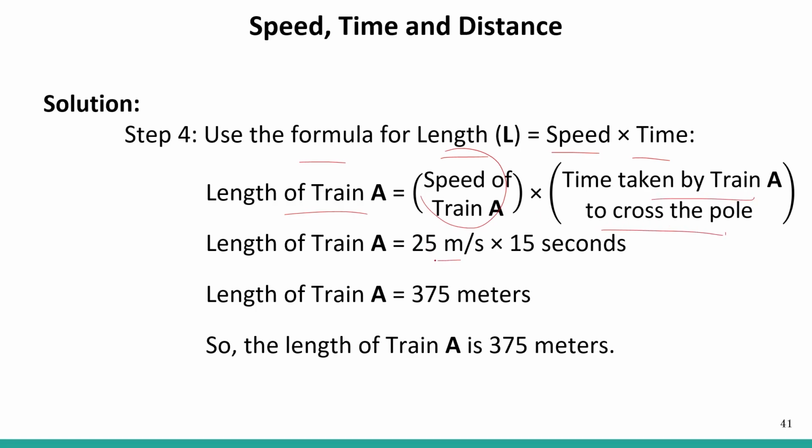So it is 25 meter per second into 15, that will be 375 meters. So the length of train A is 375 meters.